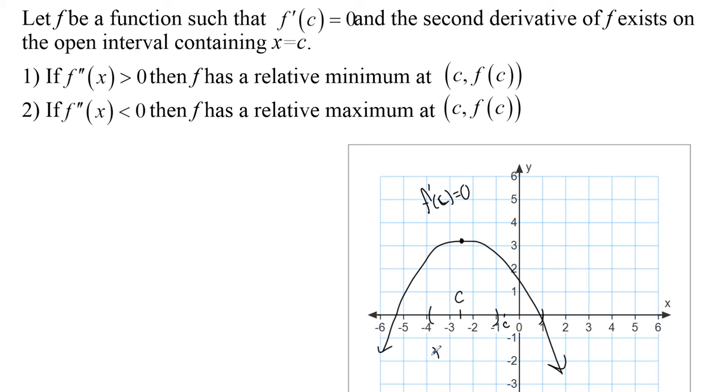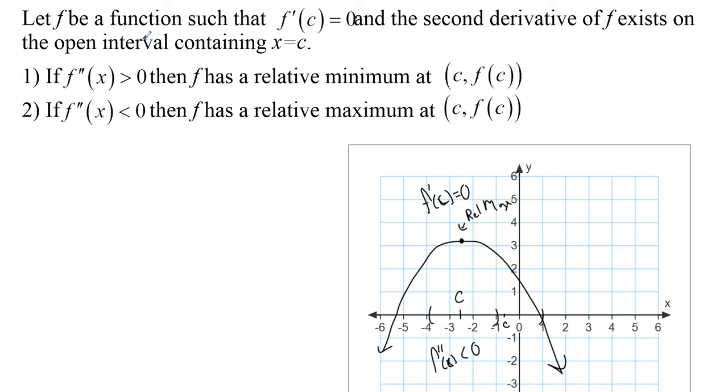If over this interval, f double prime of x for any x in that interval will be less than 0 this time. If it's less than 0, that makes it concave down. So this thing here is going to be a relative maximum.